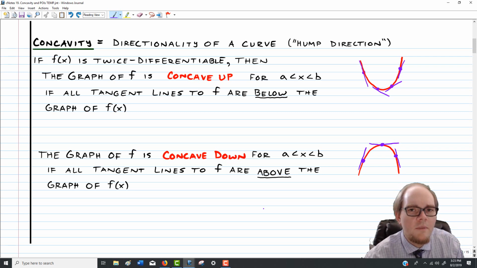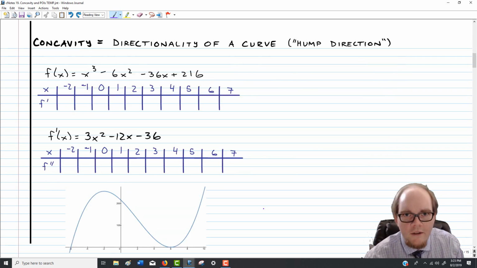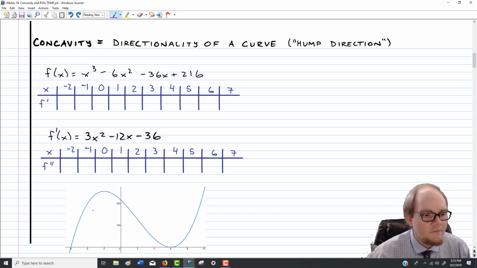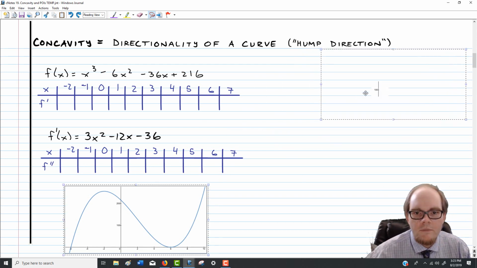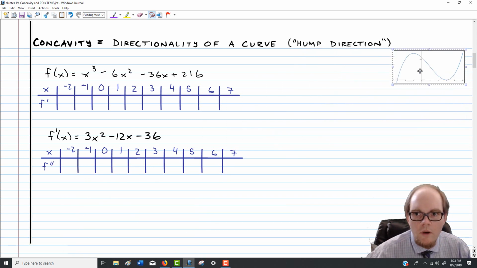So at this point, what I typically do in this lecture is I invite students to pull out your graphing calculator. If you have one, feel free to pull it out right now. We're talking about concavity, this thing called directionality of a curve. And in fact, we've looked at this function over here. This is our curve that we looked at on that first page. In fact, I'm going to move it up to the very top corner here.